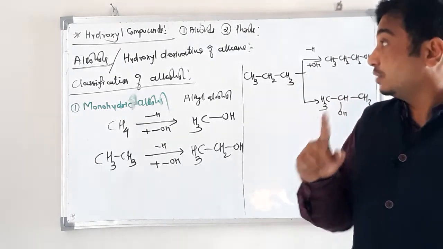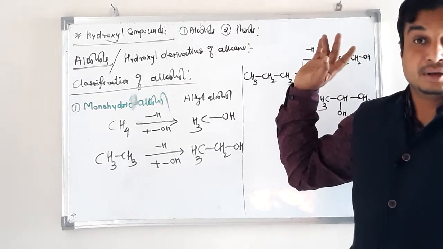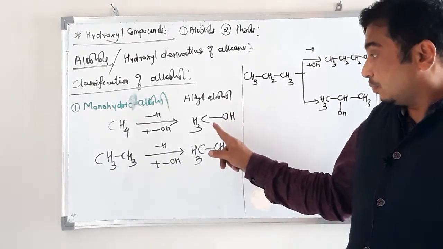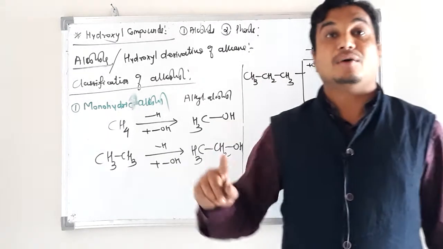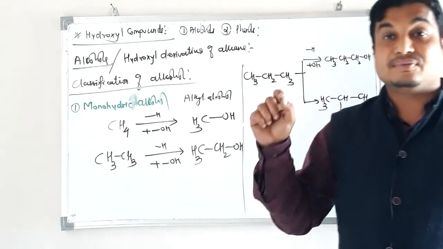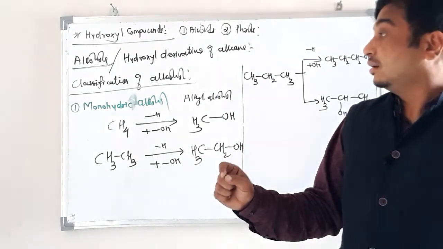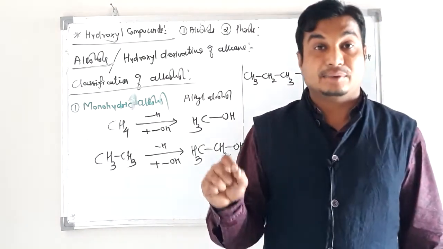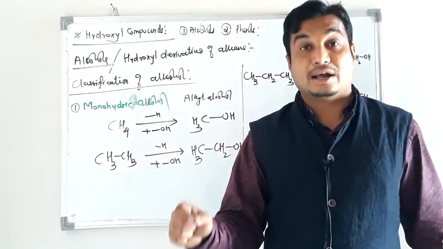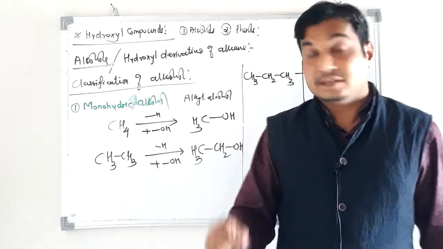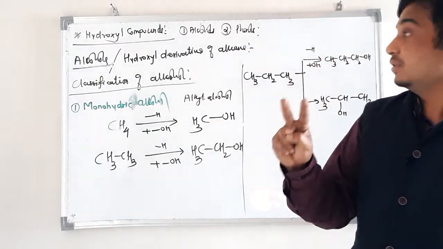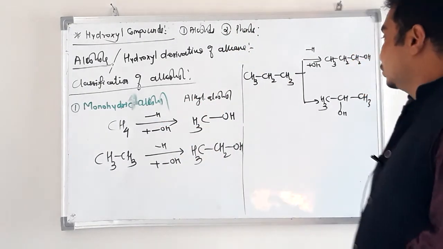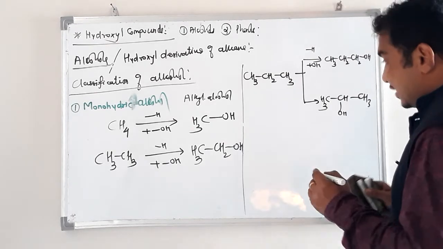Remember, this is the difference between alcohol and phenol. If you want to identify alcohol and phenol, it is very simple. If the OH group, hydroxyl group, is attached to carbon of aliphatic hydrocarbon, then it is alcohol. If the OH group is attached to carbon atom of aromatic hydrocarbon, then that is phenol. This is the basic difference between alcohol and phenol. I will explain it later.